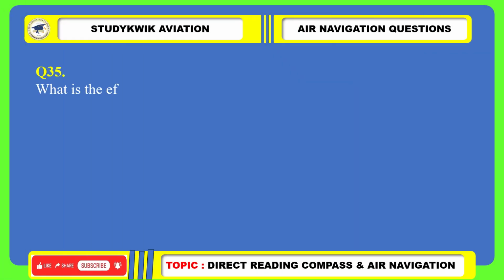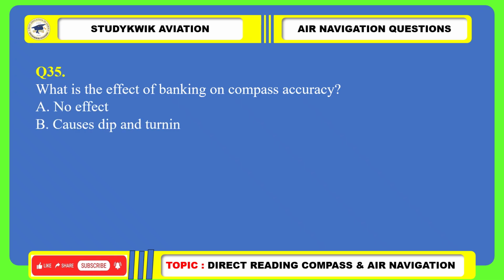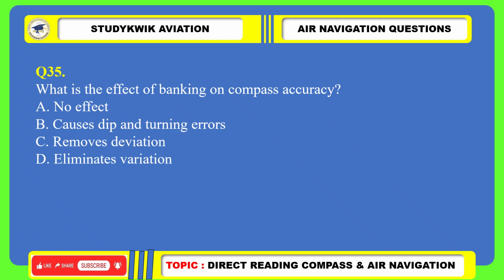Question 35. What is the effect of banking on compass accuracy? No effect. Causes dip and turning errors. Removes deviation. Eliminates variation.